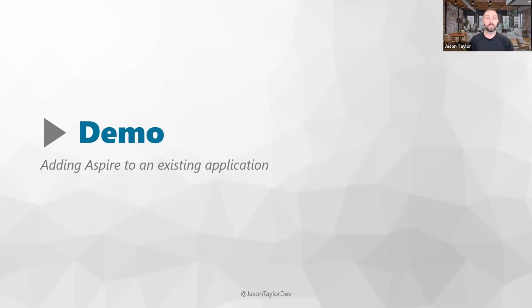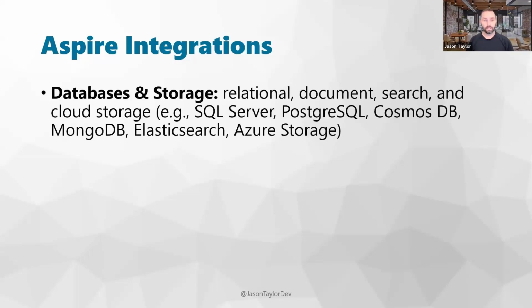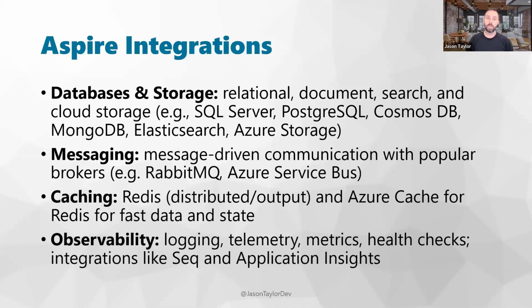All right, next, let's look at Aspire integrations. So Aspire ships with ready-made integrations, so you don't have to wire up everything by hand. And these integrations cover the core services every distributed system needs, including databases and storage, messaging, caching, and observability. Now, an Aspire integration is just a ready-made building block that wires up common services for you, such as health checks, telemetry, and smart defaults. As you can see from these examples, Aspire supports a wide range of integrations.